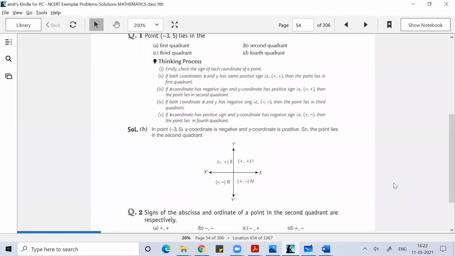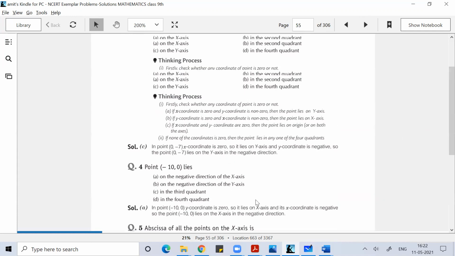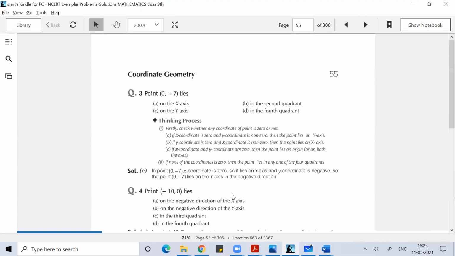Question number one answer was? Second quadrant. Question number two answer? Sign of the abscissa and ordinate of the point in the second quadrant are, sir, minus and plus. Second quadrant is minus plus. Correct. Then the point 0 and minus 7 lies on the y-axis. Okay. The point minus 10 and 0 lies on the negative side of the x-axis. Negative side of the x-axis, correct.